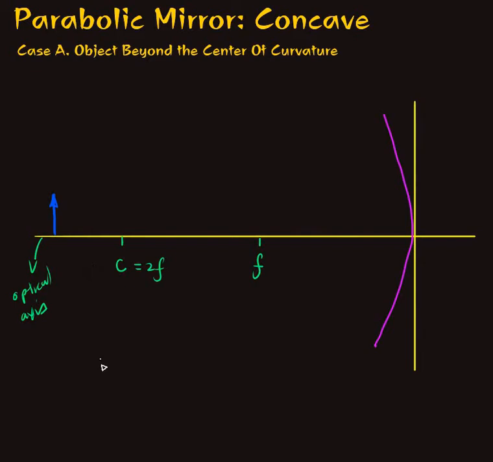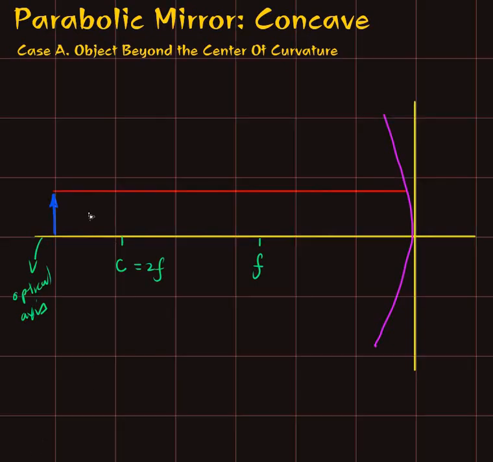So let's do some ray tracing for this example, which I put here as case A, an object beyond the center of curvature. The center of curvature is this way. We put the object far away. So let's do the ray tracing in a second. Let me fix this thing here.